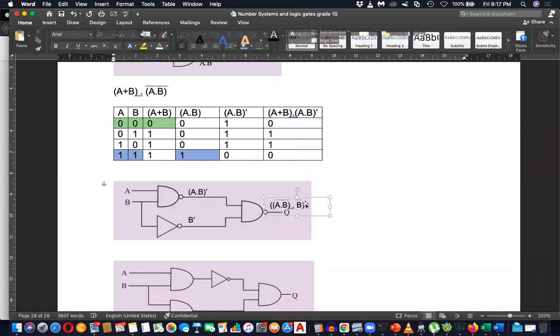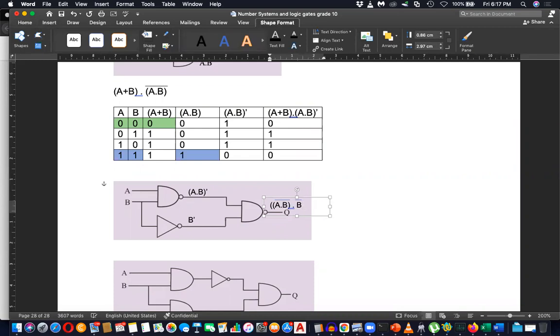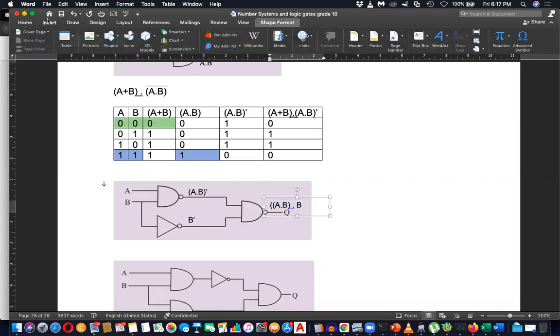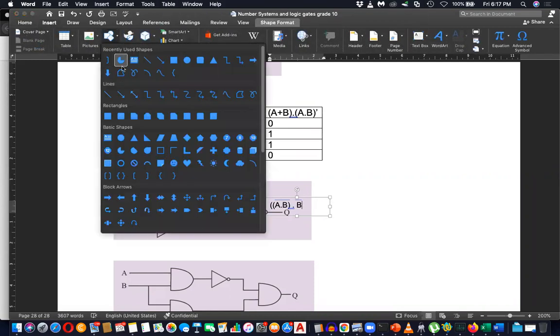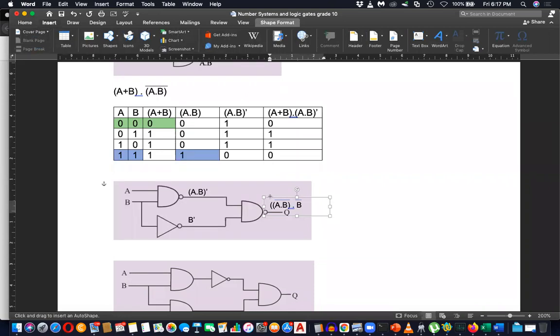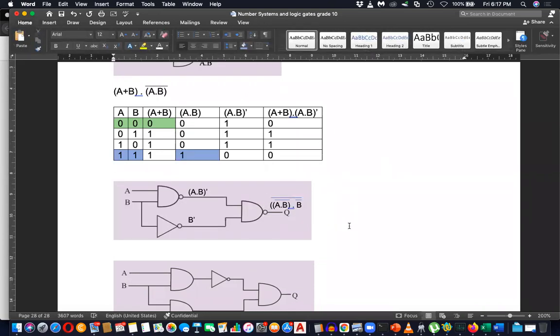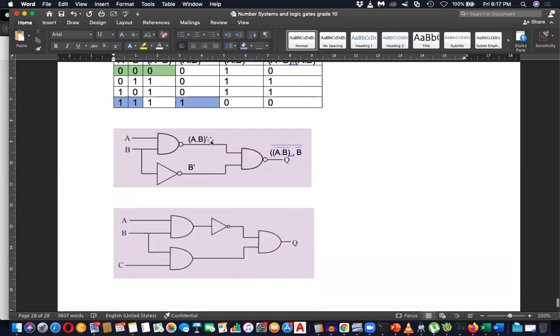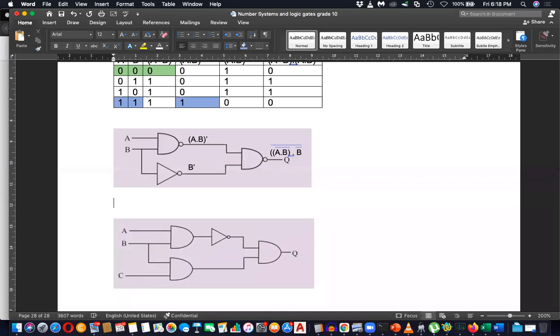Here also you can put the bar symbol or this symbol over everything. This is also correct: A and B not, B not, A and B everything not. So whatever preferred method you can write.